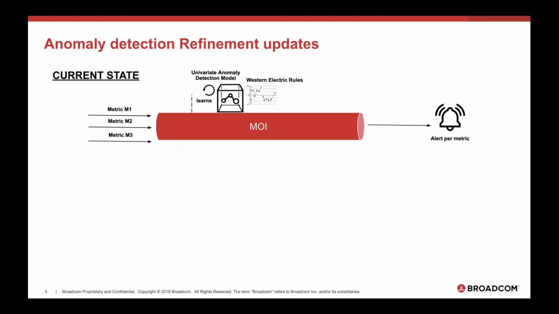So first of all, what is anomaly detection? The MOI, Mainframe Operational Intelligence, consumes metrics representing the current state. Then we have an anomaly detection model, which consists of our proprietary machine learning algorithm and some statistical rules. We are using the Western Electric rules to define what is an anomaly and what isn't. And then we are generating an alert, something that might be useful to the operator about something happening on the system.